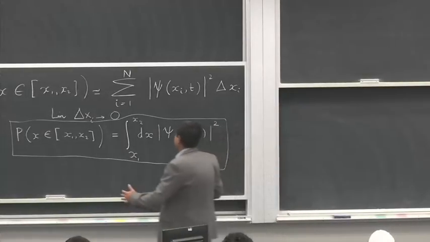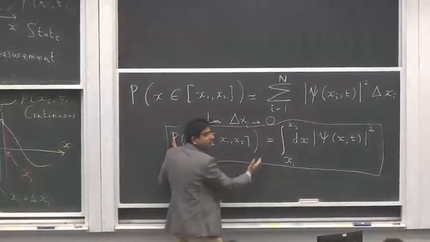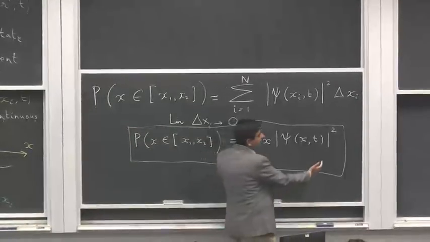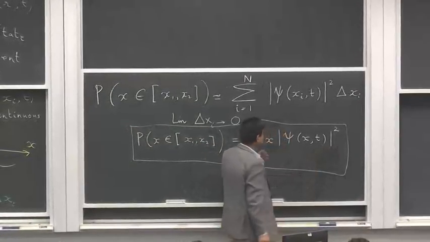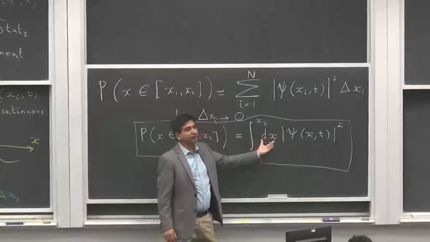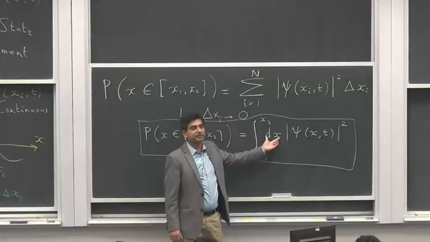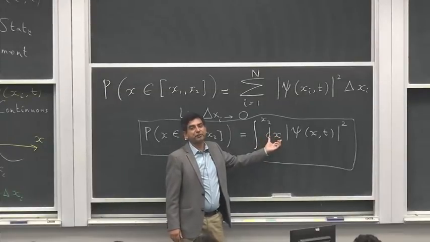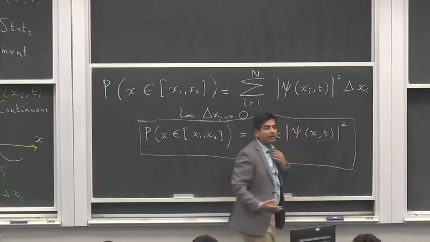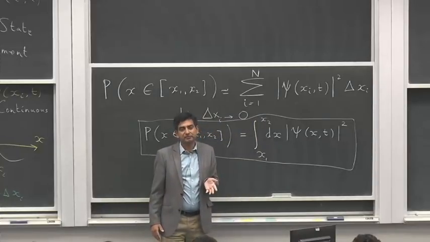What are the dimensions of this object? What are the units of probability? No units. So what should be the units of this quantity? No units. Alright. So this is a product between two quantities. What are the units of dx? Length. Dx is measured in units of length. So what should be the units of this quantity? 1 by length. So this should be the probability per unit length.